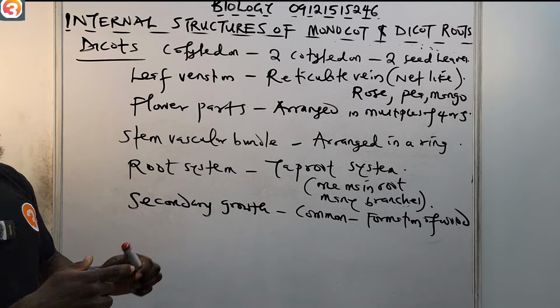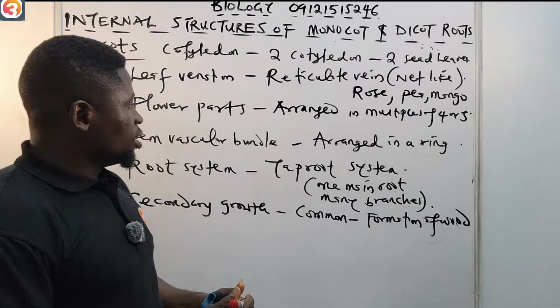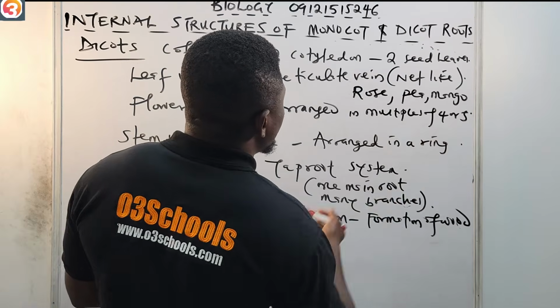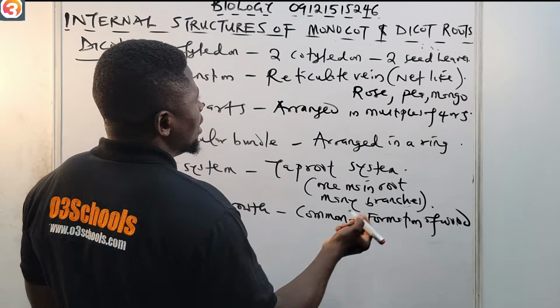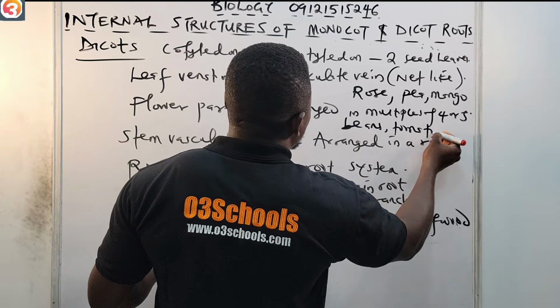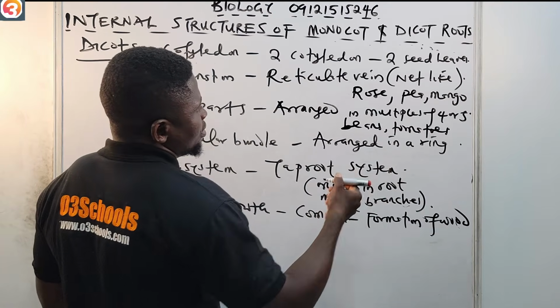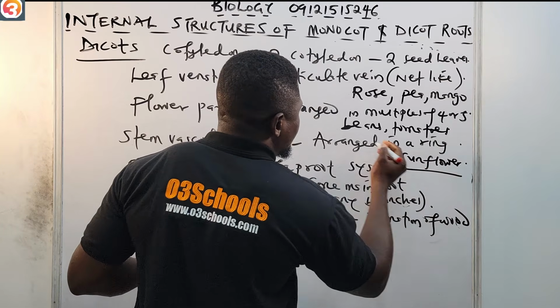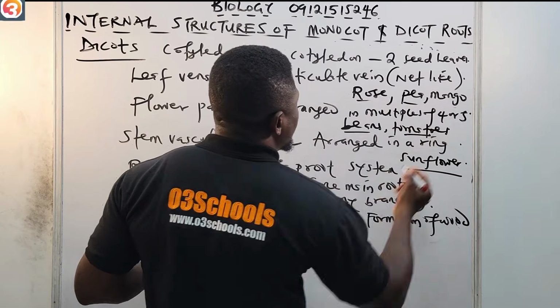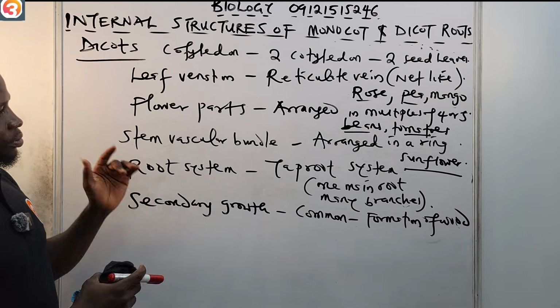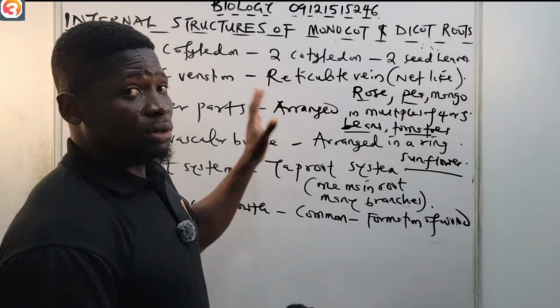And also, examples of plants where you can find this. We have listed rose, pea, mango. You can see them in beans, in tomatoes, and also in sunflower. All of these, beans, tomatoes, rose, pea, mango, are examples of dicots.